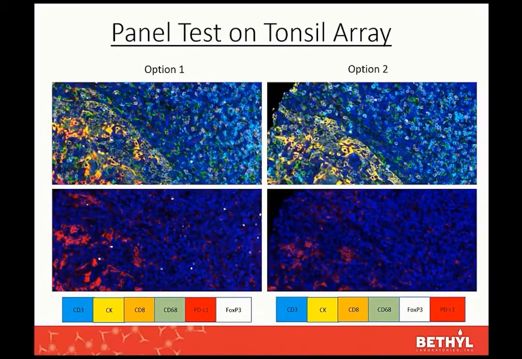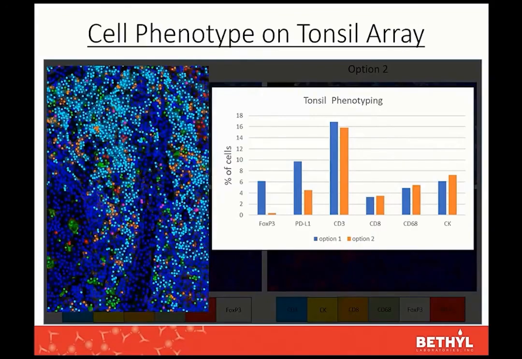So up top is an example of all the colors, and in the body images, we pulled out the FOXP3 signal and the PD-L1 signal. And we can very clearly see without doing any type of image analysis that option 1 seems to be the best option.